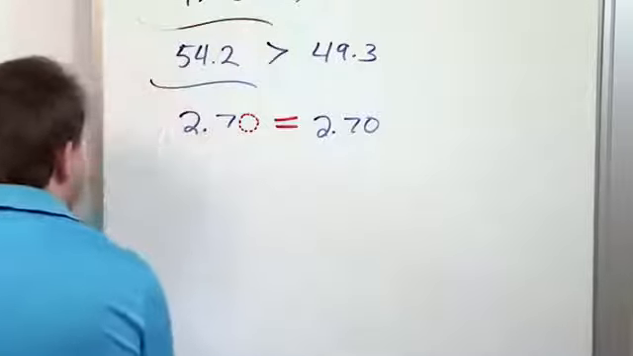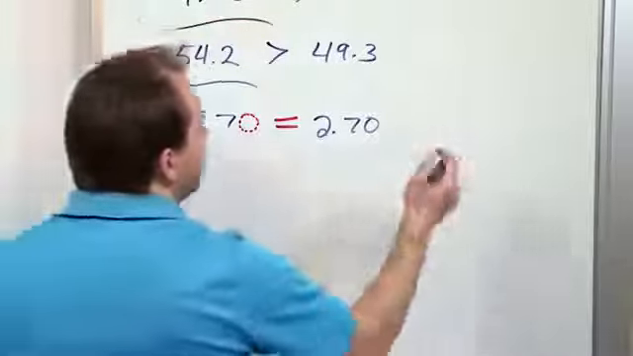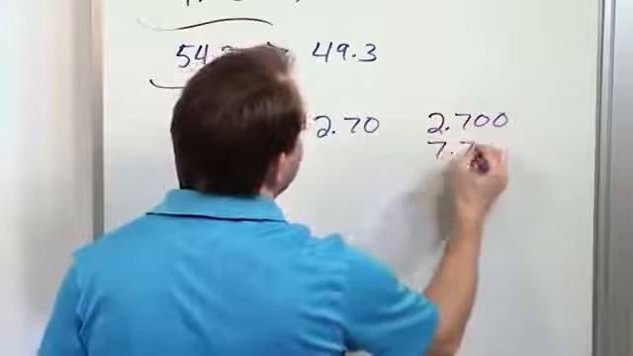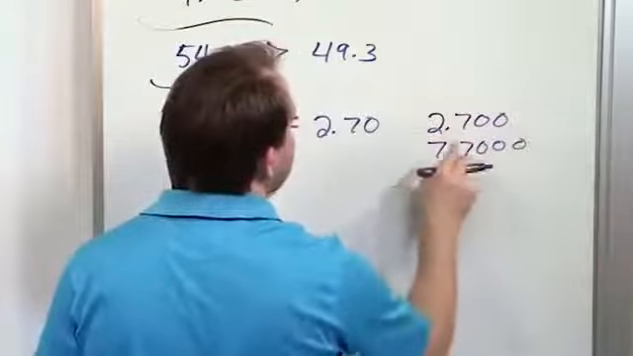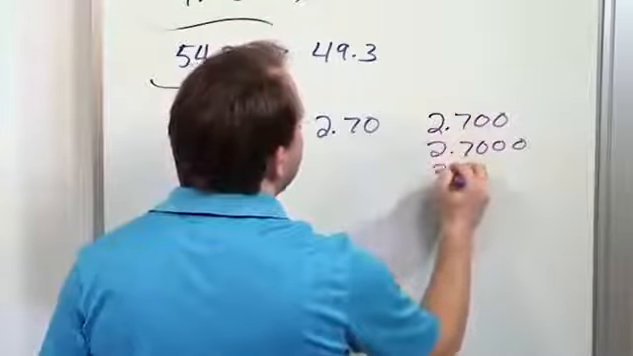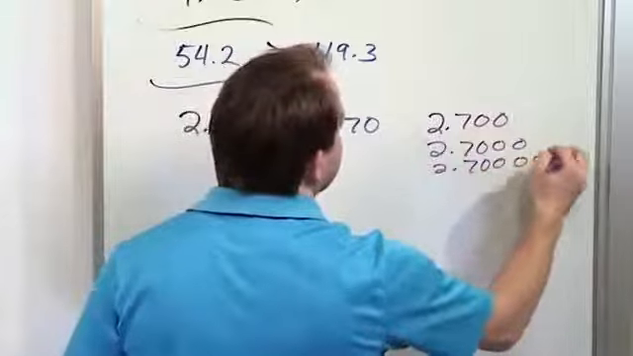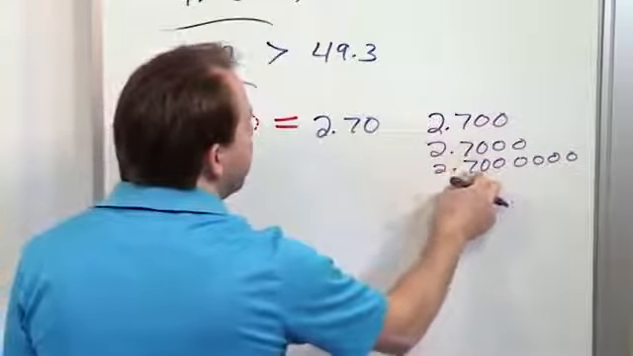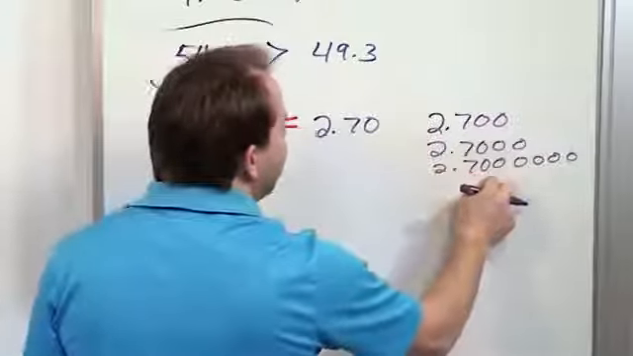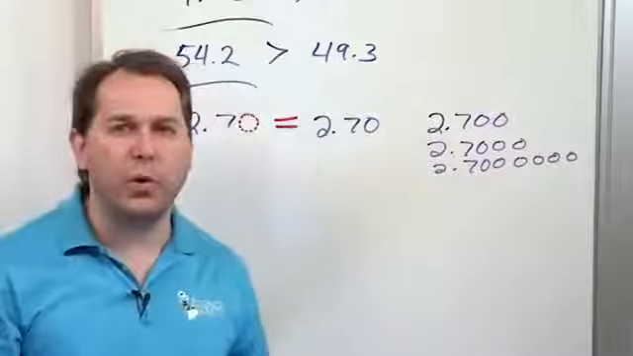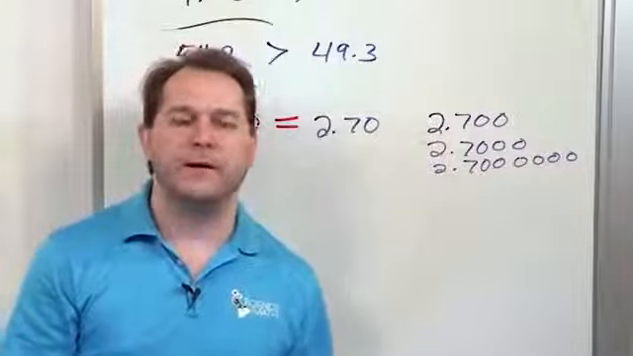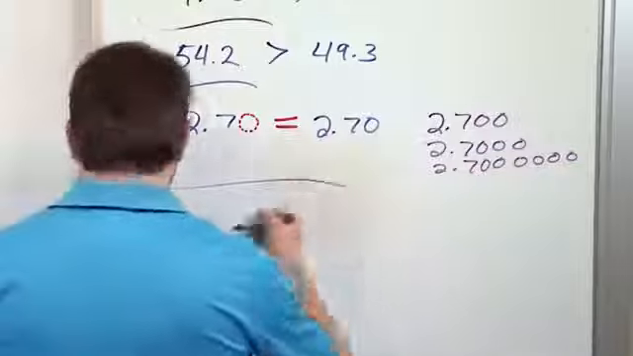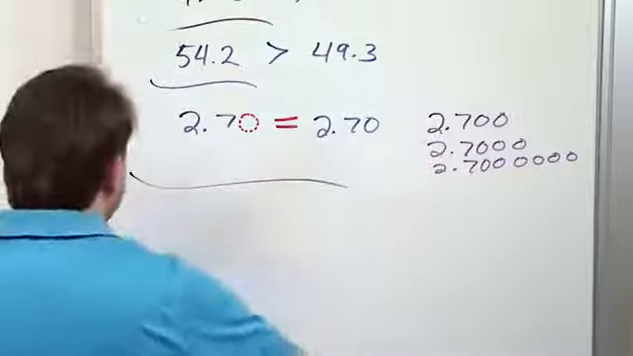In fact, 2.7 is the same as 2.70, which is the same as 2.700, which is the same as 2.7000, which is the same as 2.7000000. Doesn't matter how many zeros you add after a decimal that are after the last digit that comes after a decimal. You can add as many as you want, and it's the same number. All right. So let's go on and continue gaining a little bit of practice.